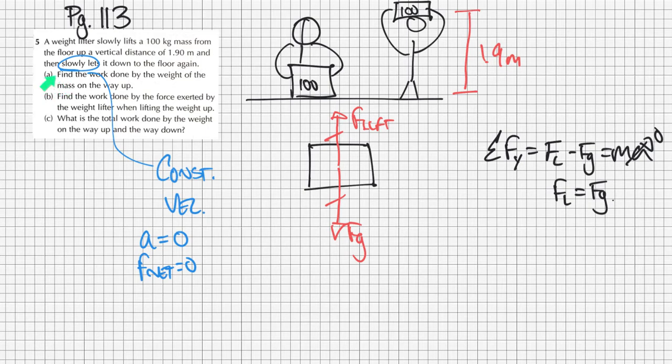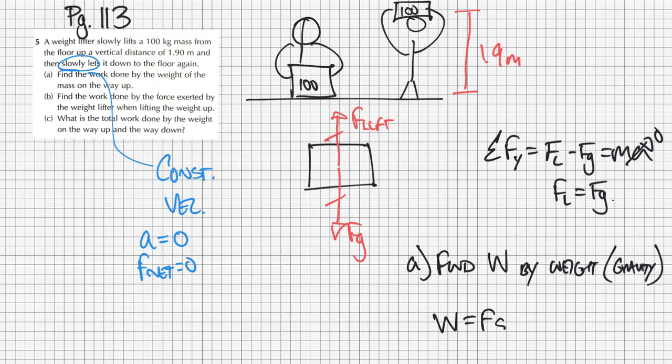So let's look at the different parts. It says, first, find the work done by the weight of the mass on the way up. So as it's moving upwards, find the work by the weight, or another way you could think of it as gravity. So gravity is applying a force downwards. We have a displacement upwards. And so our equation, which is work equals force times distance times cosine theta. In this case, our theta is going to be 180 degrees, right?